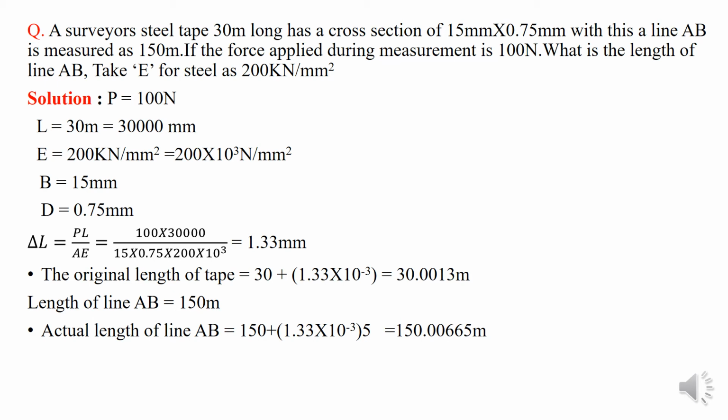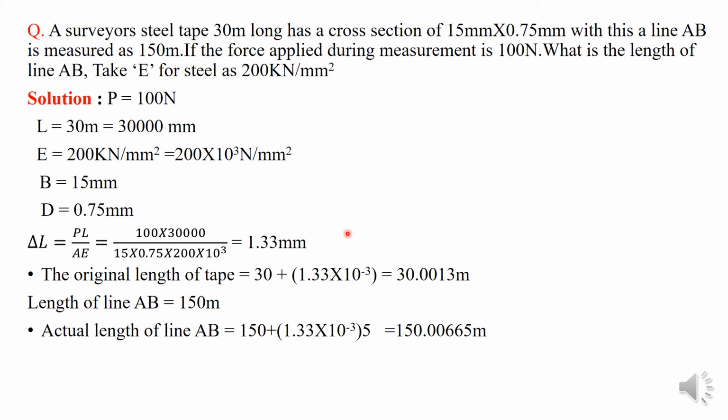A surveyor's steel tape 30 meter long has a cross section of 15 mm into 0.75 mm. Okay, with this a line AB is measured as 150 meter. If the force applied during measurement is 100 Newton, what is the length of the line AB? Take Young's modulus for steel as 200 kilonewton per mm square.